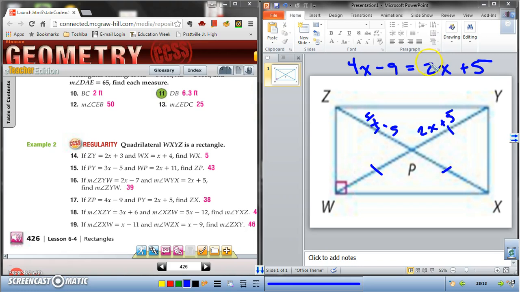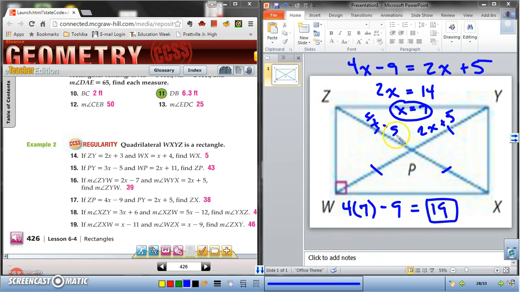Now once I find x, I can get this measurement by plugging that back in, and then I'm going to have to double that since these two are the same. So subtract 2x from both sides, add 9 to both sides, and x is equal to 7. Okay, now I take my x is equal to 7 and plug it in right here in this expression. So you have 4 times 7 minus 9. That's 28 minus 9 is equal to 19.